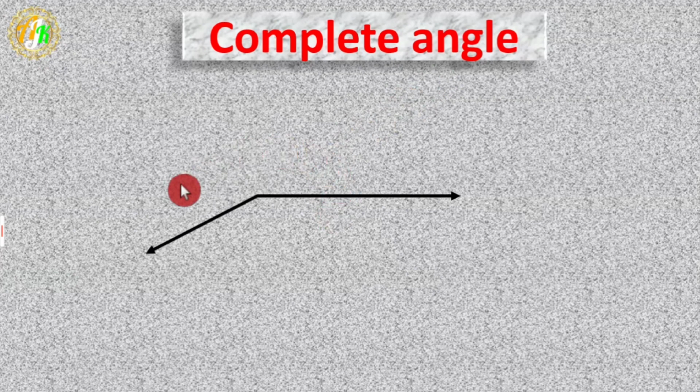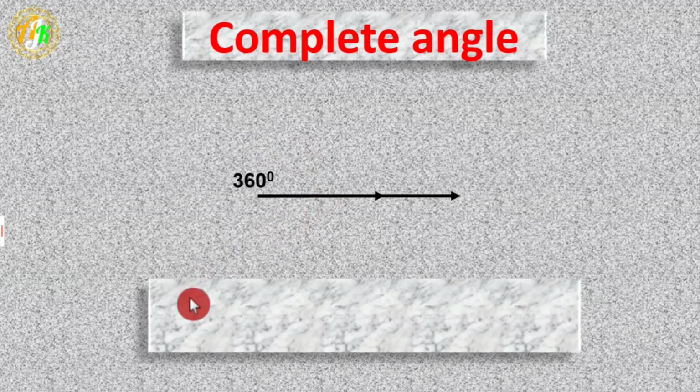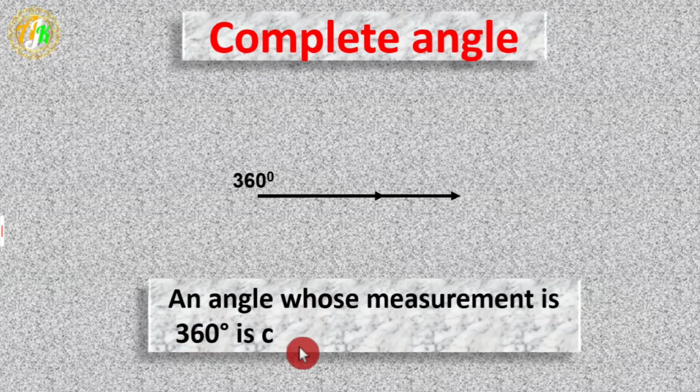Complete angle. A 360 degree angle is a complete angle. Now definition: an angle whose measurement is 360 degrees is called a complete angle.